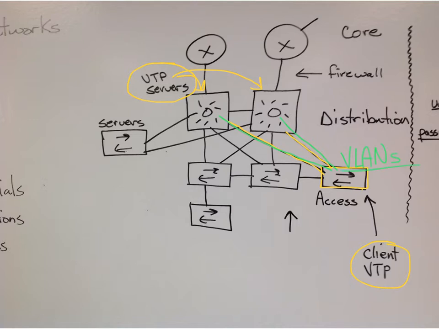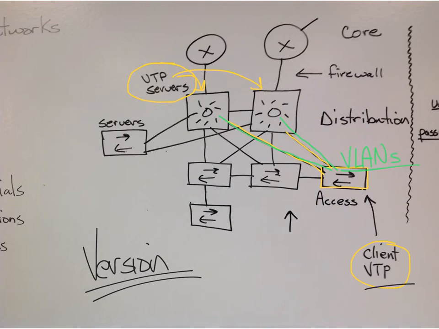There are a couple of stipulations that are kind of tricky when it comes to doing that, because if you add a new switch and it already has VLANs on it, how do you know that's not the switch that everybody else is supposed to learn from? So we'll learn about the version number and a couple of other things that you have to be careful about when using VTP. But we'll go over that on Tuesday.